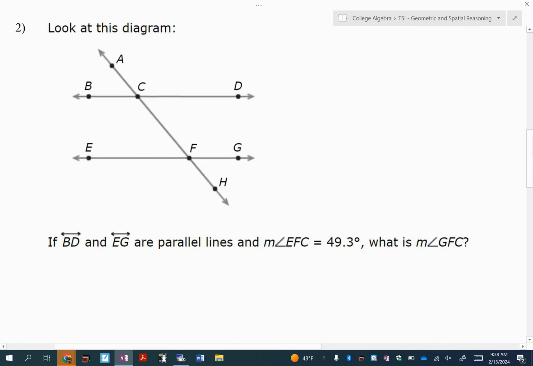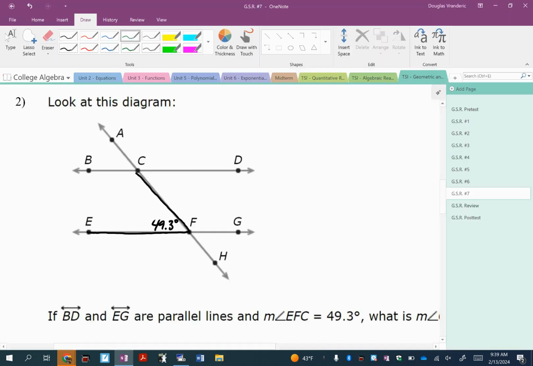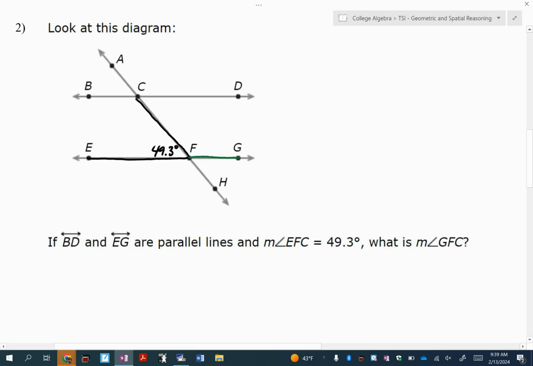Okay, let's do one more. All right, and then I'll let you guys start practicing. Again, I think you can get to 100, right? I know Layla and Ajoma are going to be battling here soon. Okay, so we have measure of angle EFC, right? EFC is 49.3 degrees. All right, so EFC, good morning. And it's asking for GFC. So it's asking for angle GFC. Good morning.